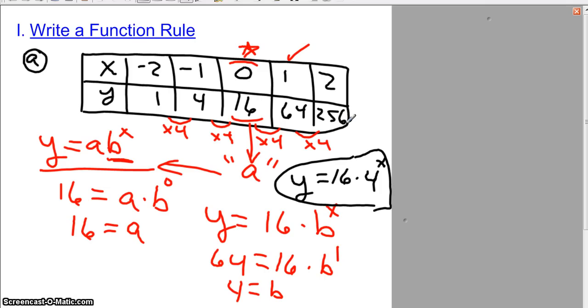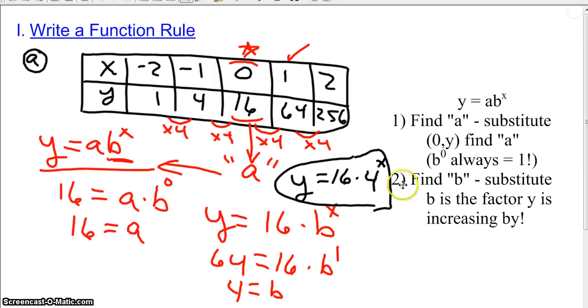Okay? Now, we're going to write down the steps. The steps are simply this, right?